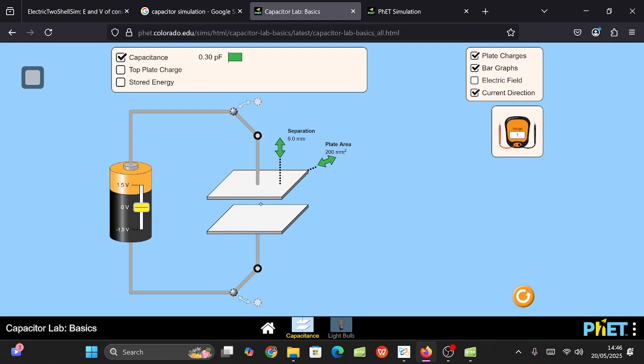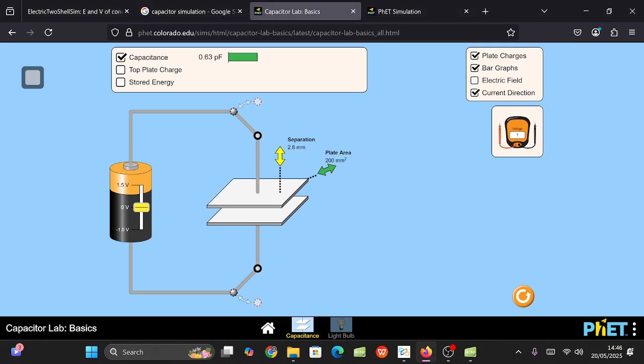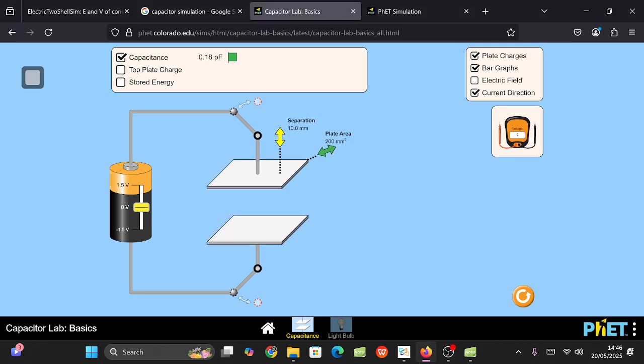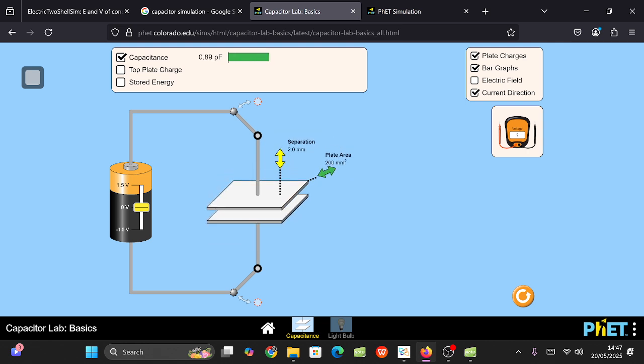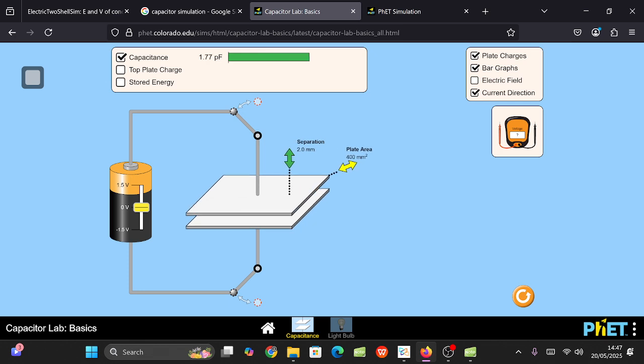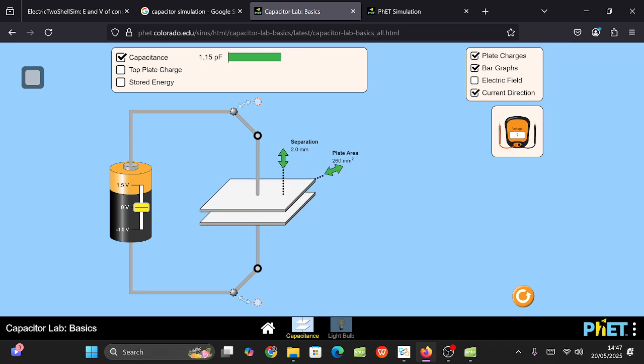So here we have a capacitor. Basically, a capacitor consists of two infinite plates which are kept close to each other. We can change the distance between the plates, we can decrease or increase it. Similarly, we can change the area of the capacitor, increase it or decrease it.